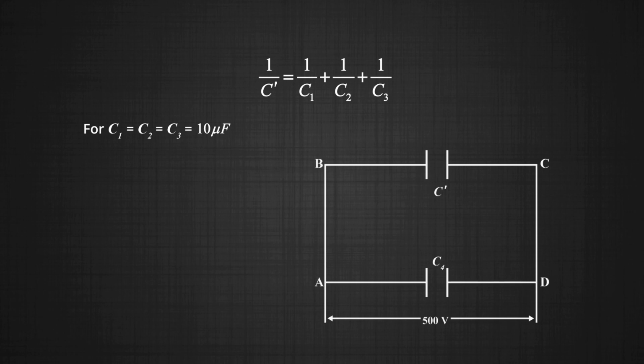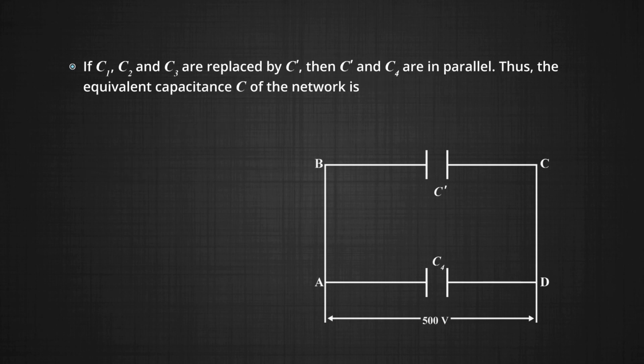So, on substituting these values in the formula, you will get C dash is equal to 10 by 3 microfarad. If C1, C2 and C3 are replaced by C dash, then C dash and C4 are in parallel. Thus, the equivalent capacitance C of the network is C equal to C dash plus C4, which is the parallel formula. This is equal to 10 by 3 plus 10, which comes out to be 13.3 microfarad.